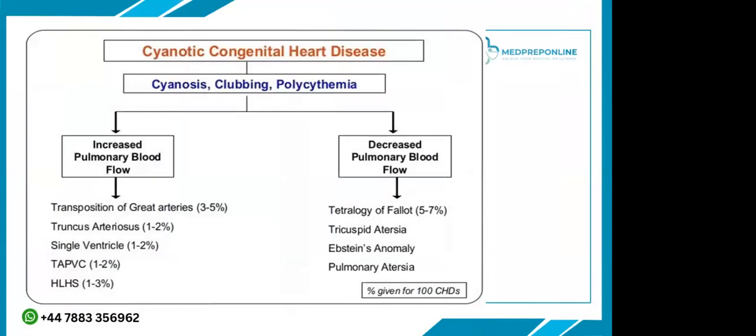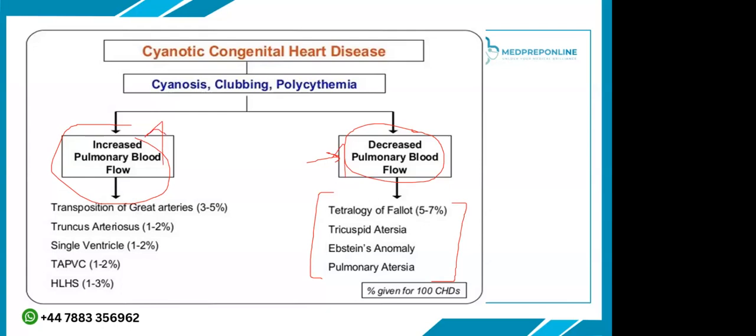So how are we going to categorize the cyanotic congenital heart diseases: increased pulmonary blood flow and decreased pulmonary blood flow. Okay, this is the thing which you need to remember. I cannot make you understand these things. You just need to remember this, and we will see the pathophysiology. And if you remember the pathophysiology, then you will be able to remember whether it is decreased pulmonary blood flow or increased pulmonary blood flow.